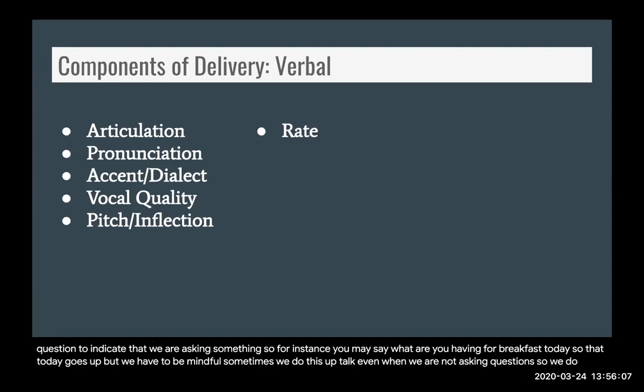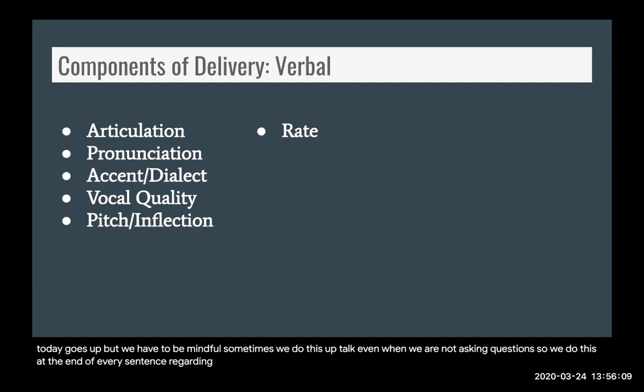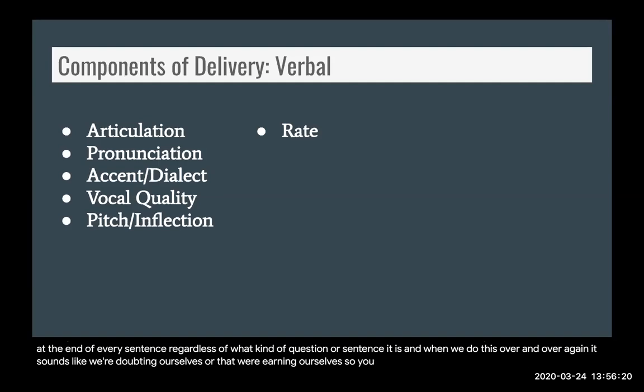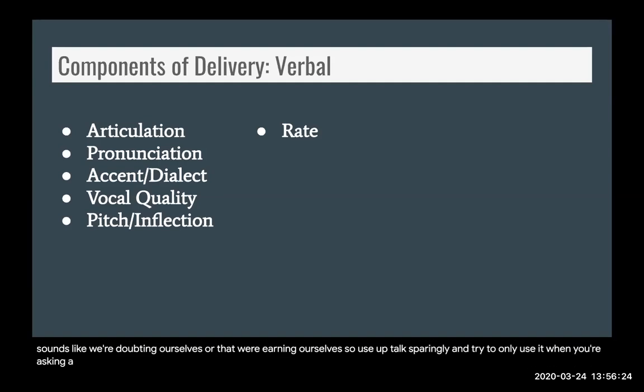So we do this at the end of every sentence, regardless of what kind of question or sentence it is. And when we do this over and over again, it sounds like we're doubting ourselves or that we're questioning ourselves. So use uptalk sparingly and try to only use it when you're asking a question.